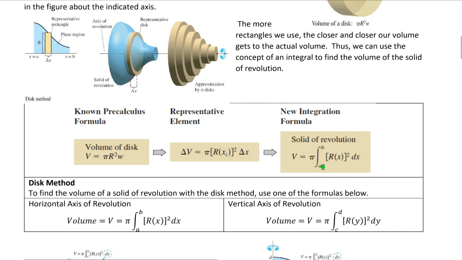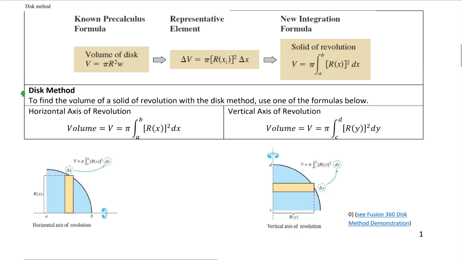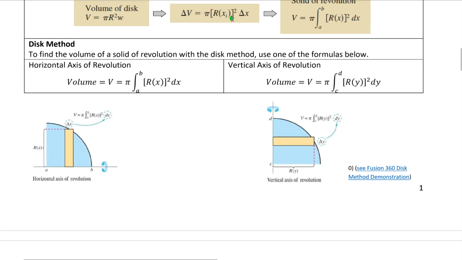Notice that the width is represented here by an integral. That's what we're going to use for the disk method, and that's what we just showed you. To find the volume of a solid of revolution in the disk method, use one of the following formulas below. If you have a horizontal axis of revolution, that means this way, so you're rotating this shape like this.